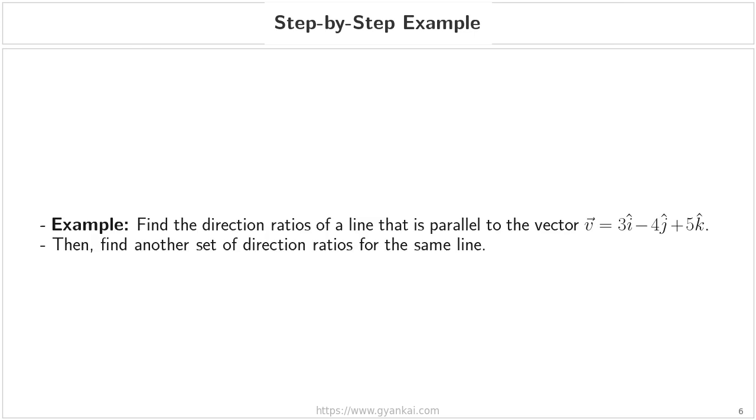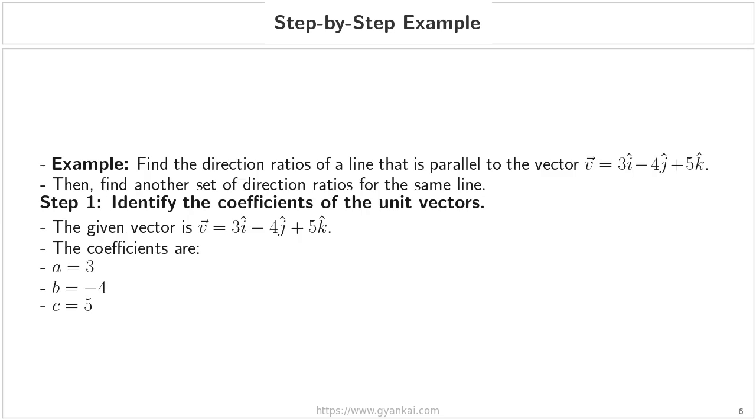Step-by-step example. Now that we have understood the theory and the drone analogy, let's put this into practice with a concrete example. Here, our task is to find the direction ratios of a line that is parallel to the vector v, which is equal to 3i minus 4j plus 5k. Once we have found those, we will also find a completely different set of direction ratios that represent the exact same line. Let's break this down into 3 simple steps.